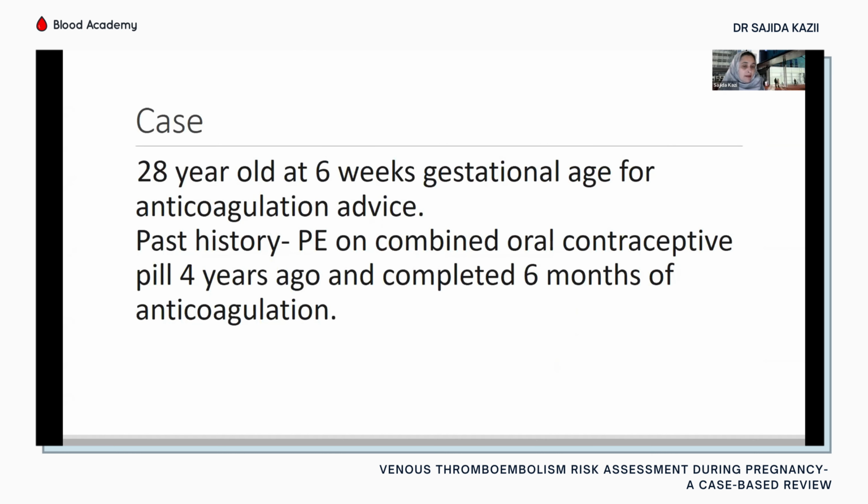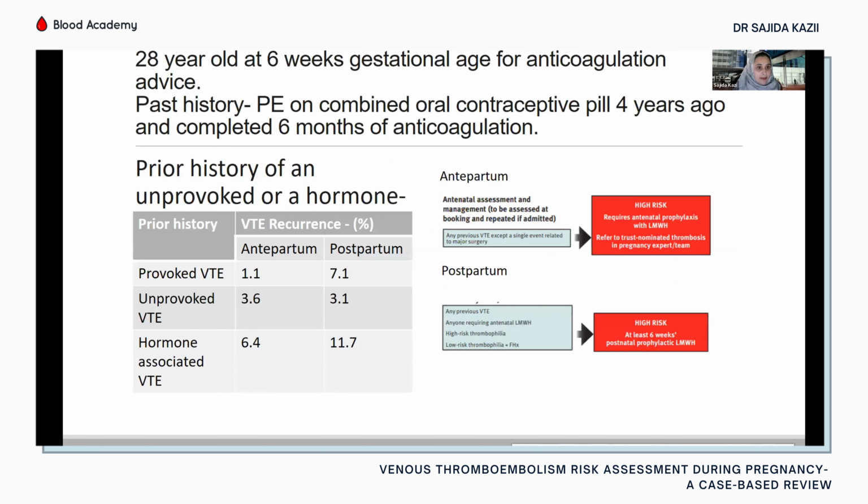So coming back to another case, this is a 28-year-old referred at 6 weeks of gestational age for anticoagulation advice. She has a past history of a PE on the combined oral contraceptive pill about 4 years ago, and she completed 6 months of anticoagulation. She's now not on anticoagulation, and she would like some anticoagulant advice.